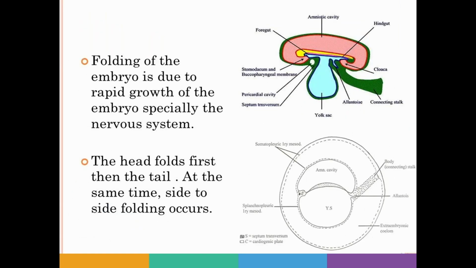Now, folding of the embryo is due to rapid growth of the embryo, especially the nervous system. Then the head folds first and then the tail folds. At the same time, side to side folding occurs.